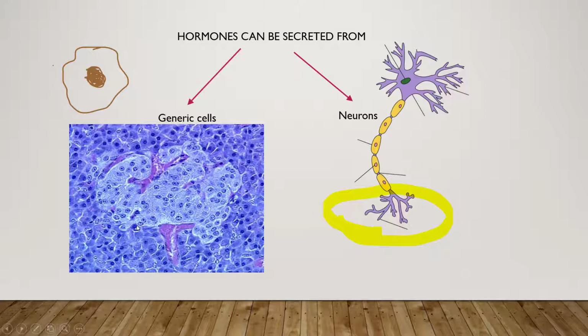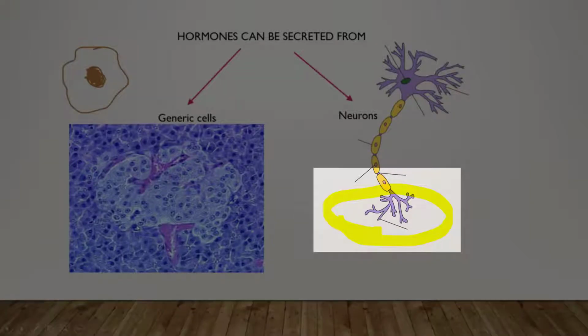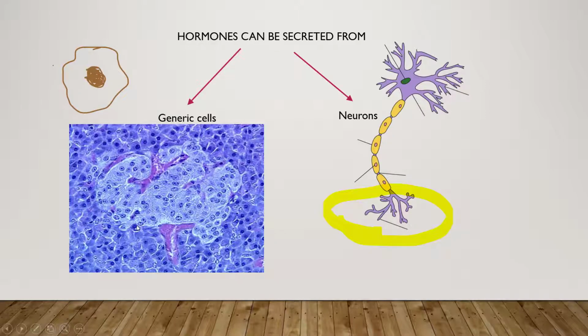So hormones can be secreted from generic cells, but they can also be secreted from neurons. Now, if they are secreted from neurons, they are secreted from the axon terminals. And we've learned about neurons and we've learned about secreting stuff from axon terminals, but when we tend to think about what is secreted from axon terminals, we tend to think about neurotransmitters that are going to diffuse across the synaptic cleft and bind to the cell next door. That makes neurotransmitters a type of paracrine.